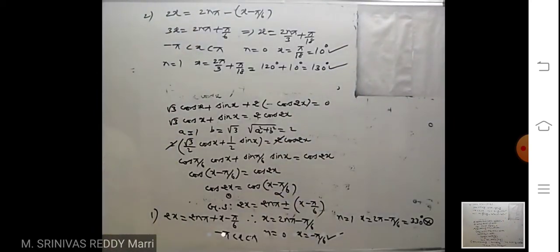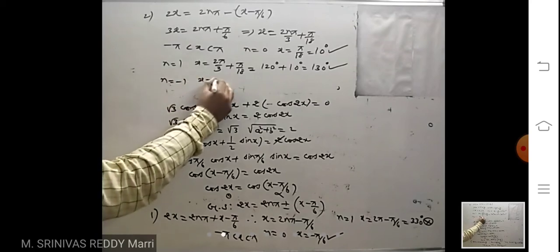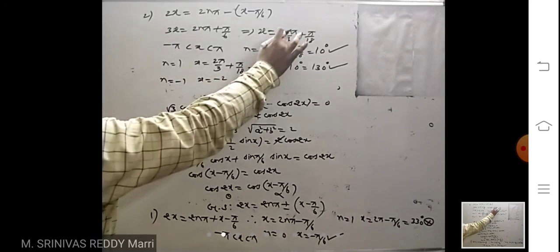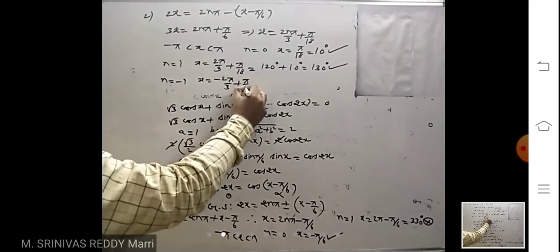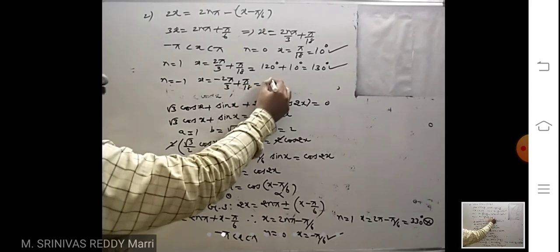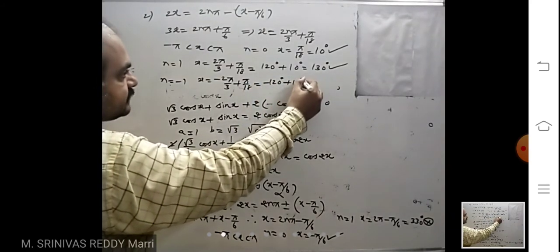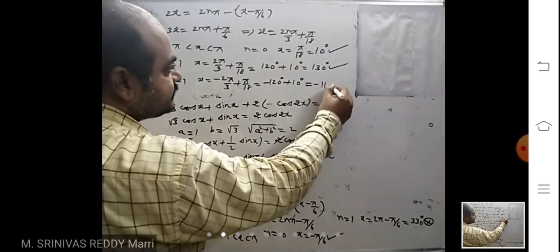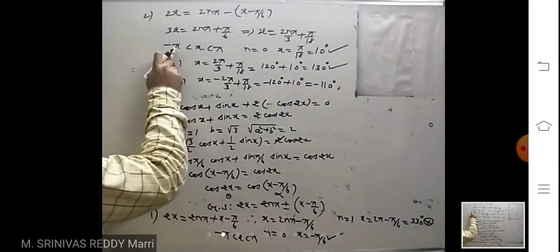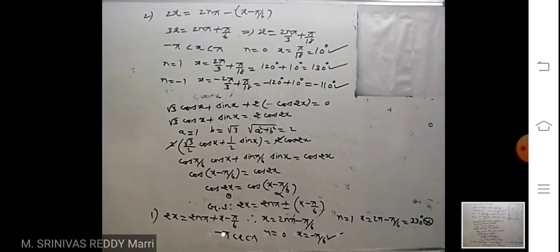Now suppose next n equal to minus 1. n equal to minus 1 means you will get here minus 2 pi by 3 plus pi by 18. That means minus 120 degree plus 10 degree. That means this is nothing but minus 110 degree. This will lie between minus 180 to 180. So this is another solution.